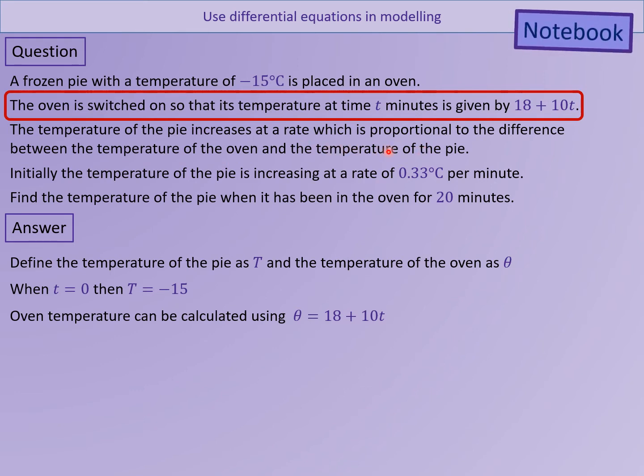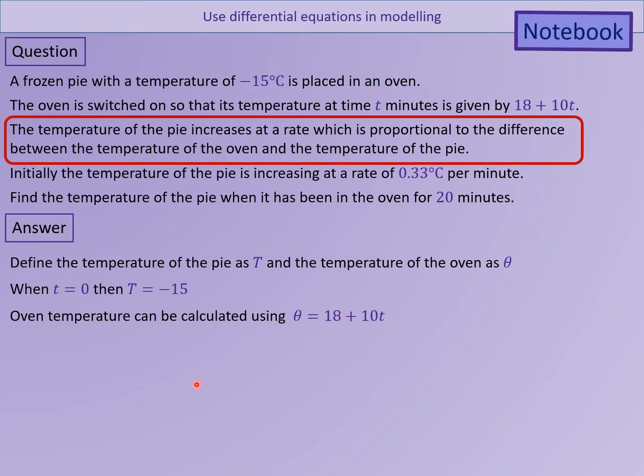Now, if you wanted to work out the difference between the temperature of two things, you do a subtraction. So we can rewrite this as the temperature of the pie, which is dT over dt, the change in temperature over the change in time, is proportional to the difference between the temperature of the oven and the temperature of the pie. Now clearly that's never going to be negative, because the pie is only going to get as hot as the oven. It's not going to get hotter than the oven itself. That's where we got this sentence from.